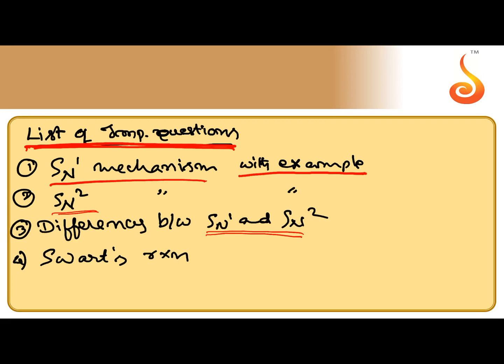Polar protic solvent is favorable for SN1 mechanism. Polar aprotic solvent is favorable for SN2 mechanism. So at least 4 points you have to write.